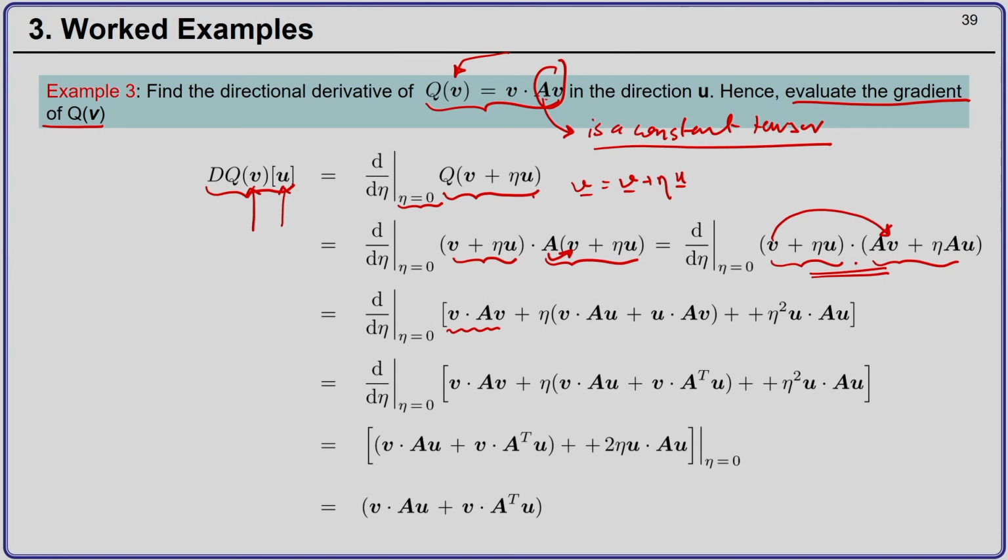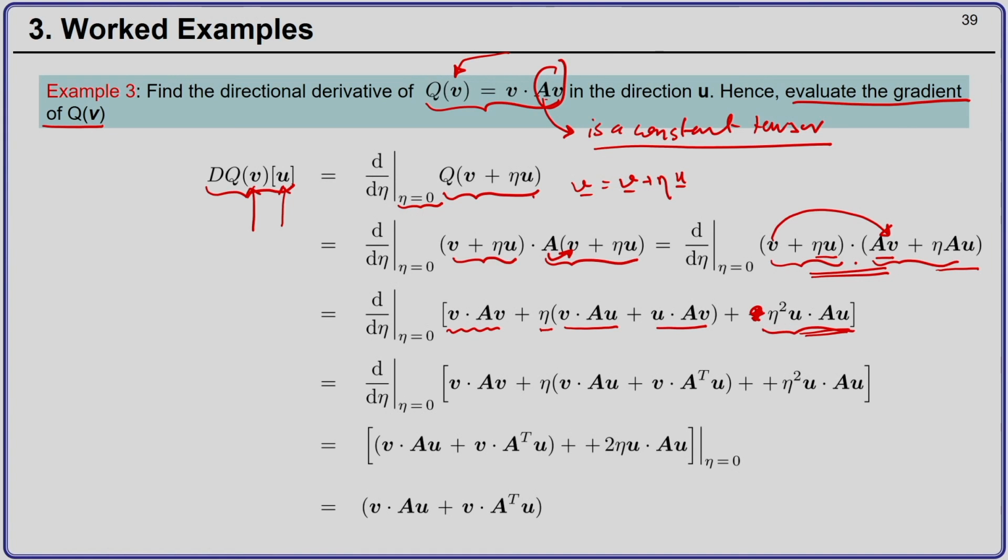The second term will be v dot eta A u. So, eta times v dot A u. Then the next term will be eta u dotted with A v. So, eta u dot A v, plus eta square u dot A u.